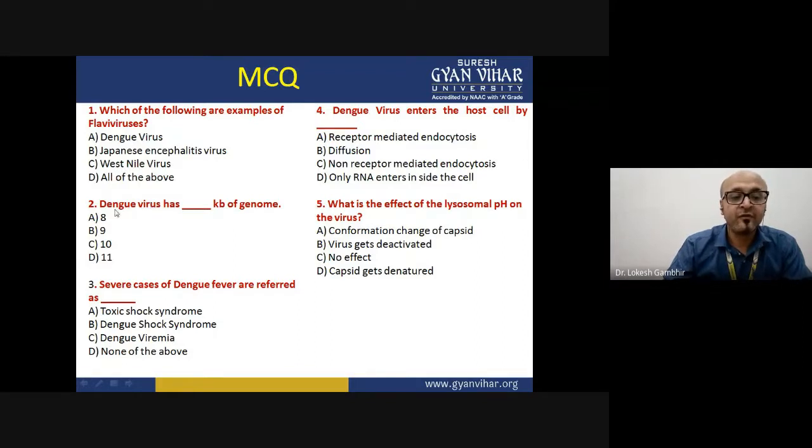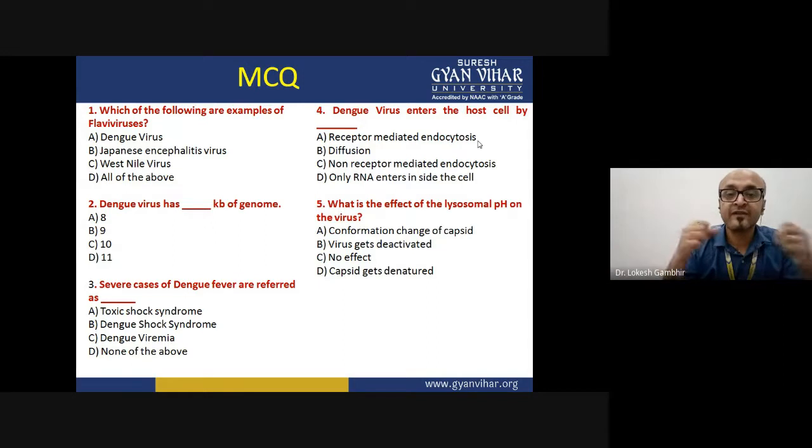Then, the dengue virus genome is of how much length? I told you about that. The severe cases of dengue virus are referred to as what? We just had a brief discussion regarding that also. When dengue virus gains entry inside the host cell, it gains entry by attachment. Then what happens next? What is the next stage? That you have to answer here.